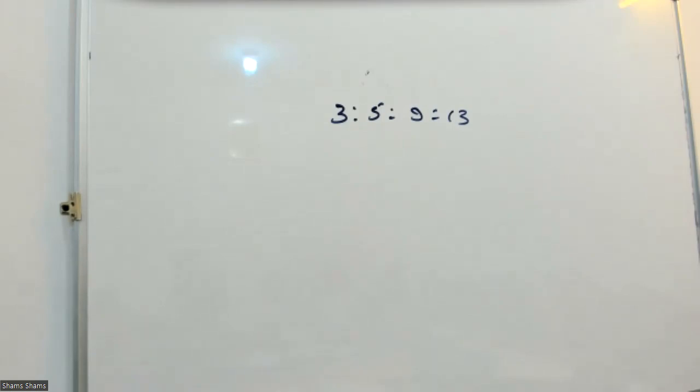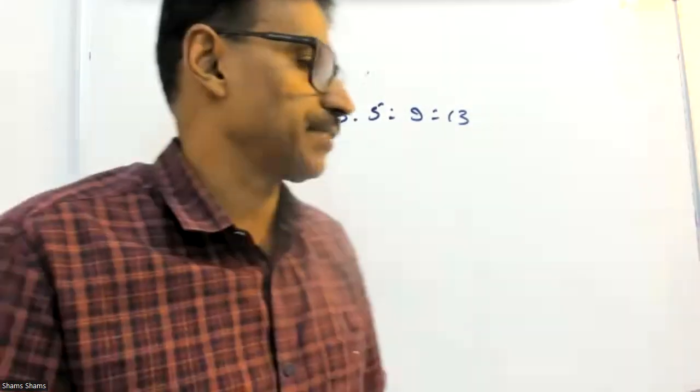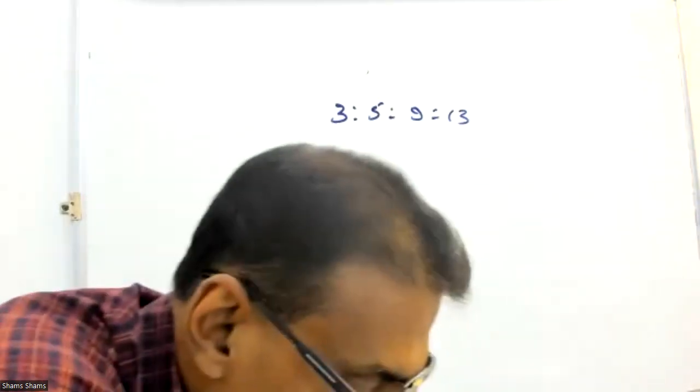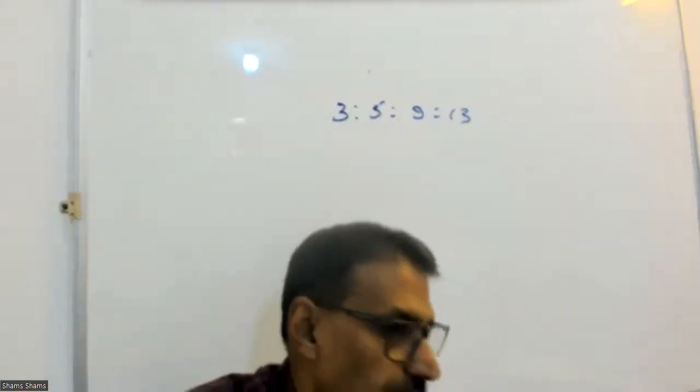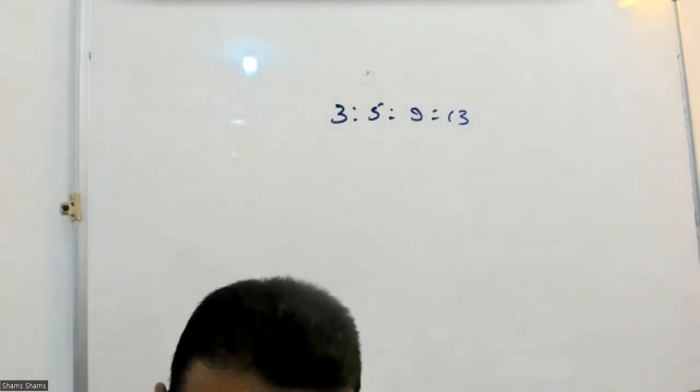Okay, try. Okay, what do you got? We can write 3x plus 5x plus 9x plus 13x equals 360. X is how much? 12. X equals 12, then what are the angles? 36, 60, 108, 156. Right? Okay. Is it okay, all? Yes, sir.